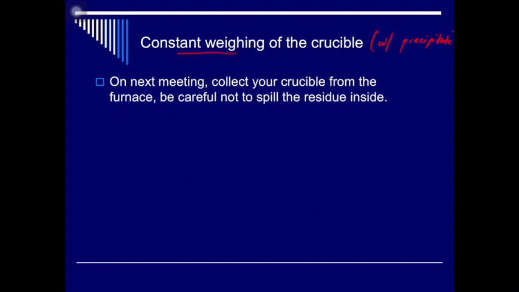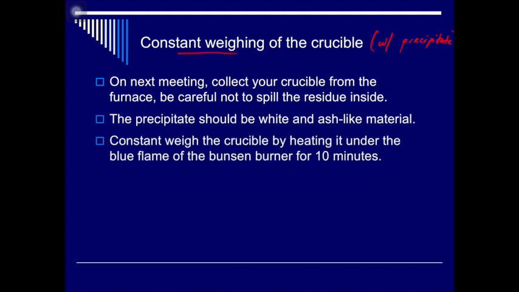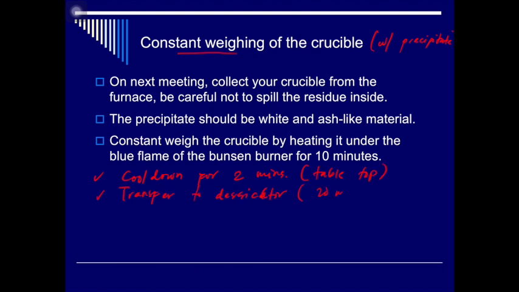precipitate. The constant weighing is the step that we have performed prior to our experiment. Constant weighing is by heating your crucible under the blue flame of the Bunsen burner for 10 minutes. Then, after this, you have to place it atop your table to cool down for 2 minutes. Then transfer to your desiccator. That would be 20 minutes. And after 20 minutes, weigh.